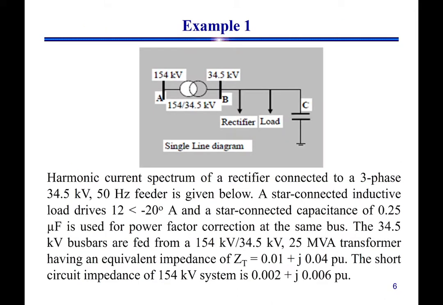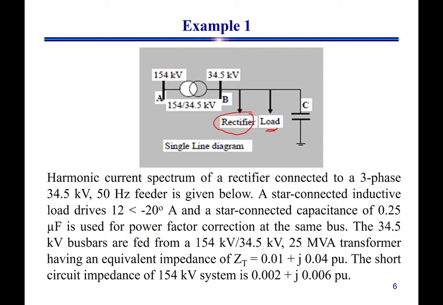Let us look at this example over here. So what we have over here, we have a voltage source, then we have a transformer that will step down the voltage from 154 to 34.5 kilovolt. Then we have the non-linear load rectifier, and we have normal load, and we have a capacitor bank. So now let us look at those parameters or those values that are given for those different sources, transformer and load.